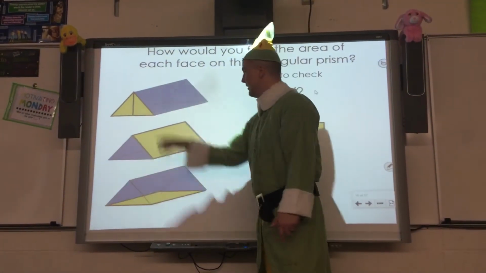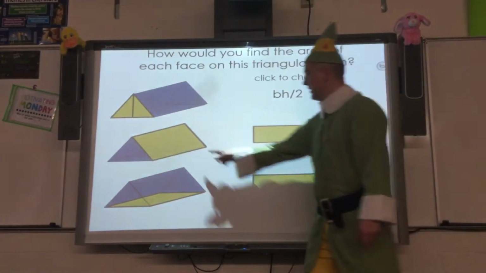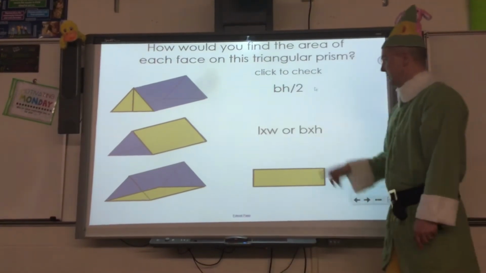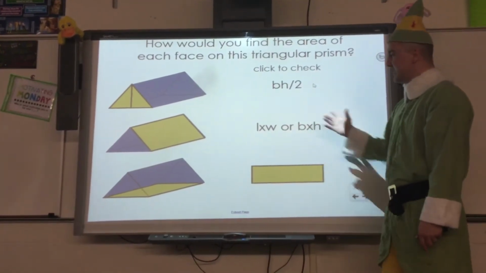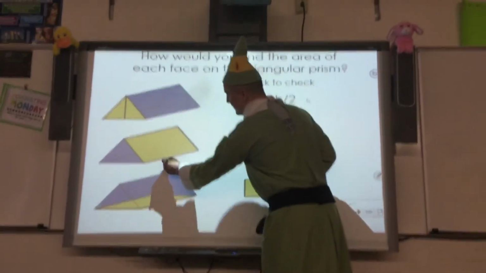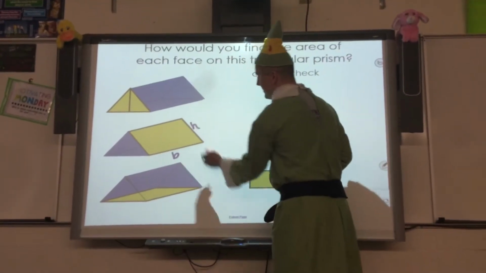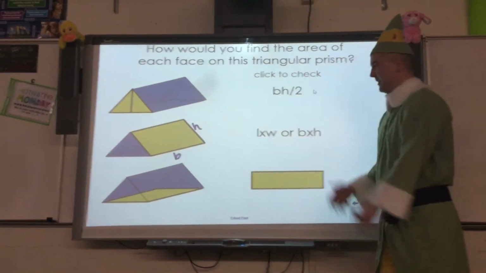So you have a triangle you have to find: base times height divided by 2. You have a rectangle you need to find: length times width, or base times height. They're the same types of things. You're going to take this base and go times the height. Multiply those out, just like a rectangle.